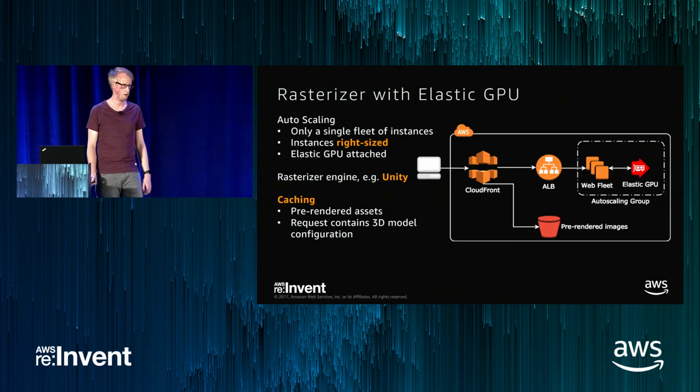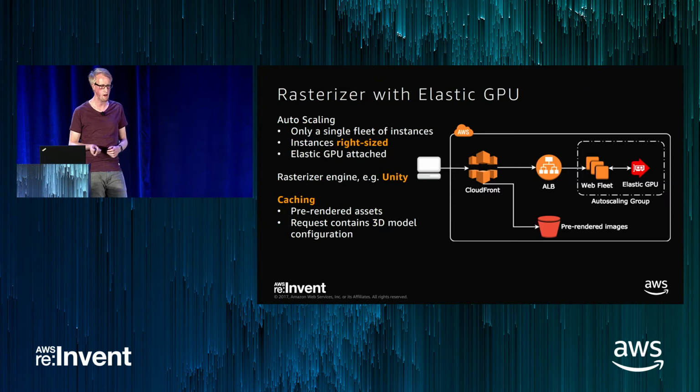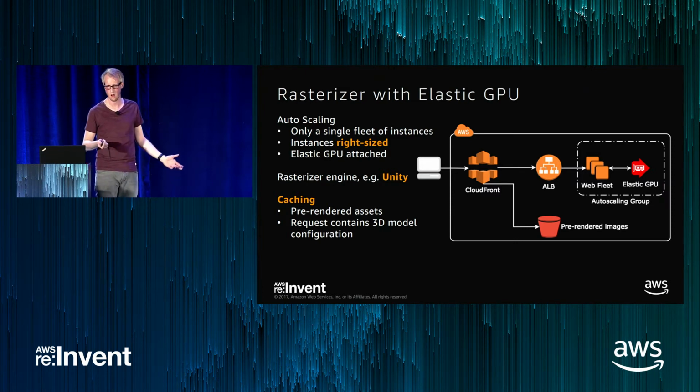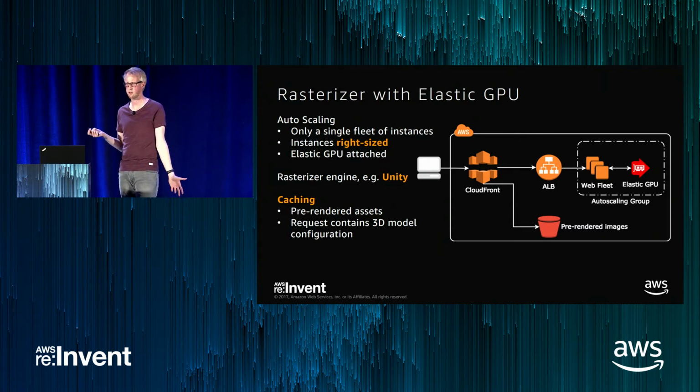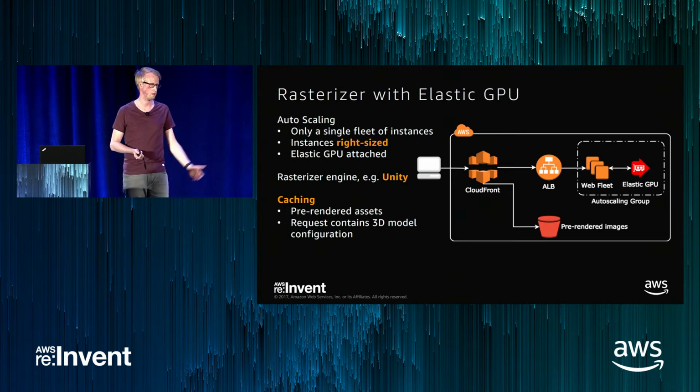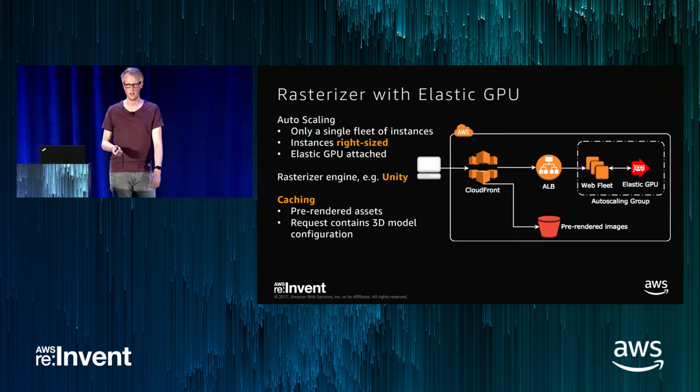If you say, OK, I'm not that interested in ray tracer, I have a smaller use case, I want to go with the Rasterizer, maybe you want to also use that for batch processing. But for the web architecture, this is simpler then. We still have CloudFront, we want to have the caching. We get that out of the box with CloudFront. We can still serve pre-rendered images. And we just have a fleet of instances, and we attach the Elastic GPU to these instances. And then we just run, for example, Unity on these machines, and then we render the images there.